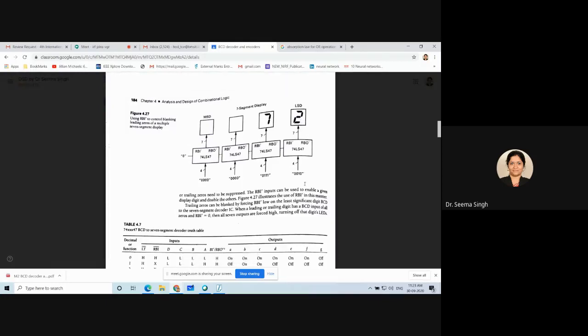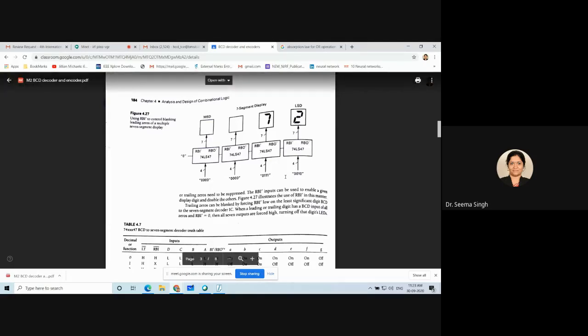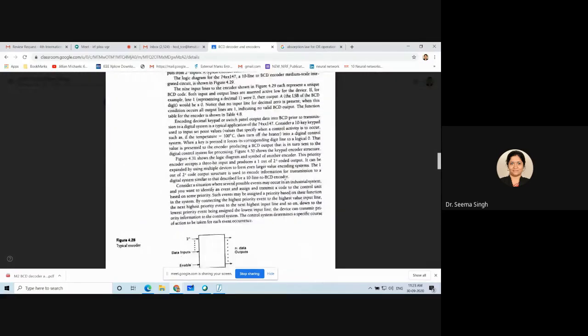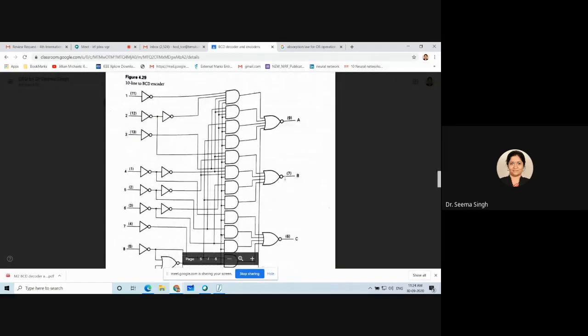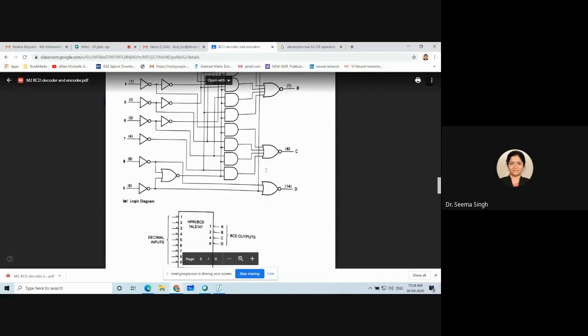But I said in my question that I am not giving you binary input. I am giving you decimal input. That means you need something more other than these two ICs. What you need is an encoder. We did the encoder in the last class, and I am trying to show you the application of that encoder. So you require one more circuit before that binary input, which is this one, a 10 line to BCD encoder. So what is this IC?